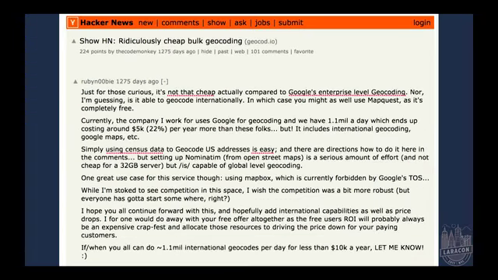When we launched, we were lucky enough to be on the front page of Hacker News, which was really helpful, but not required. We'll talk about it later. We got a lot of really nice comments from people, but not everyone was that nice. This person said, "Let me know when you can do 1 million international geocodes per day for less than $10,000 a year." I was like, that's not what we do.